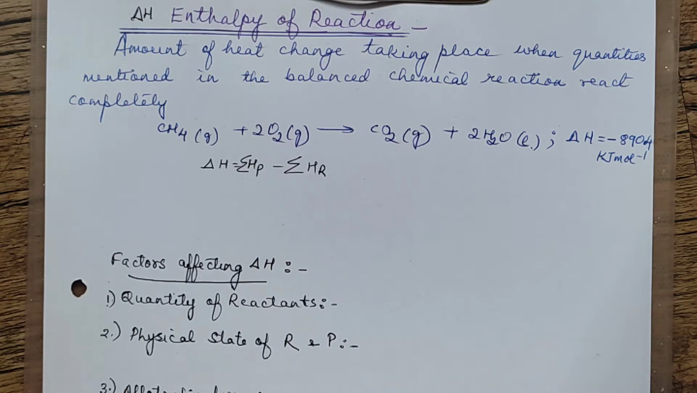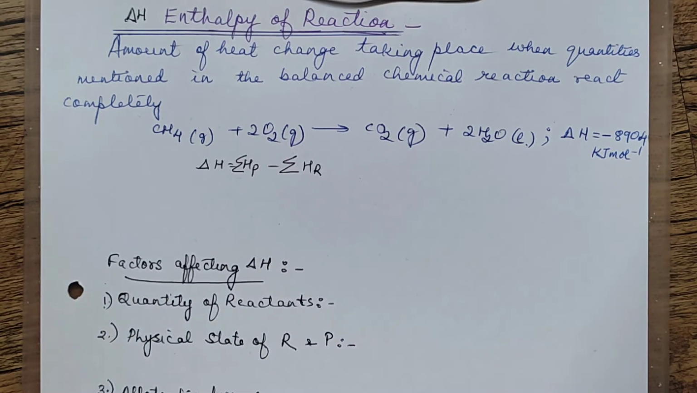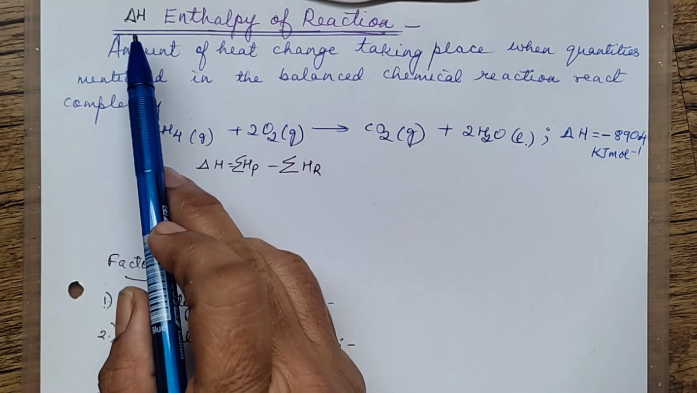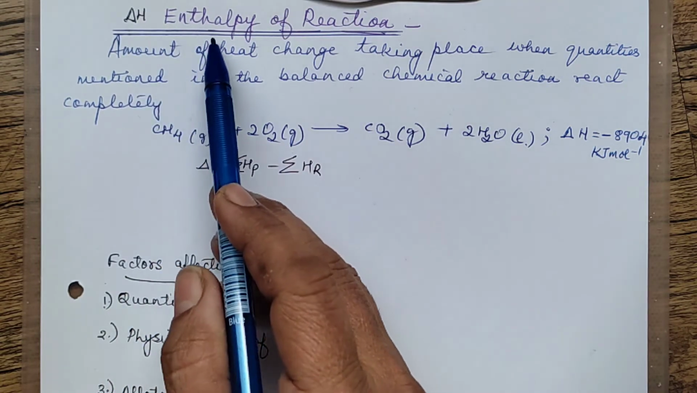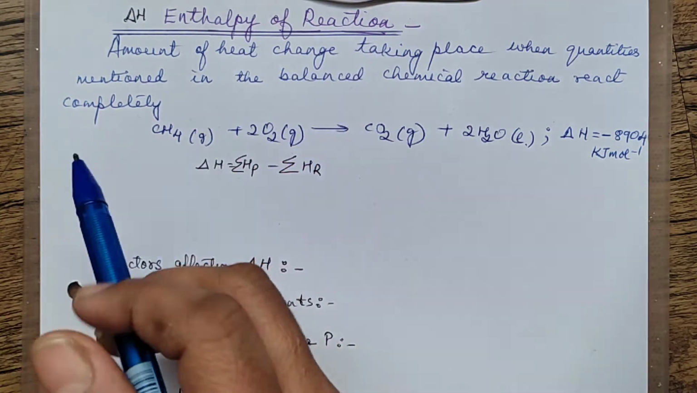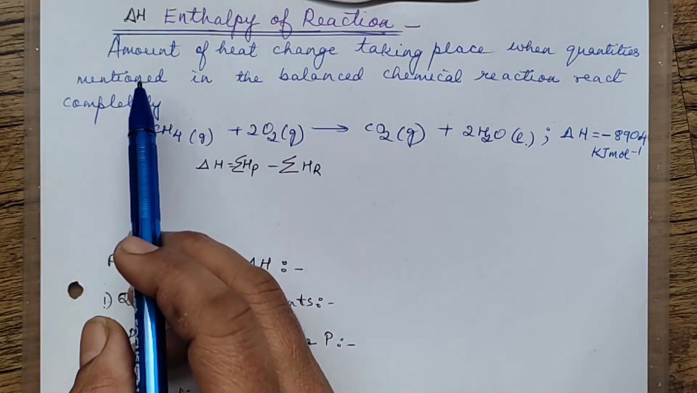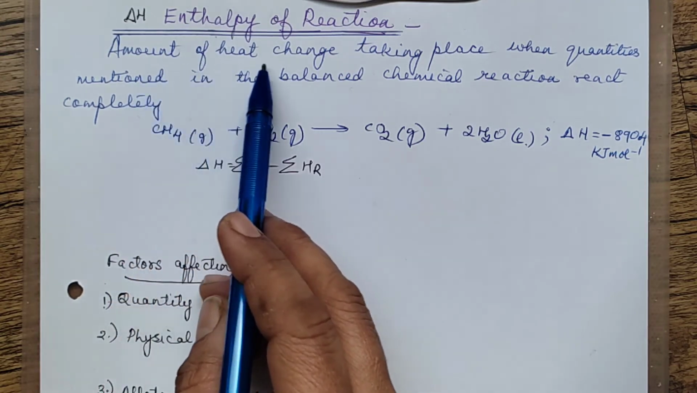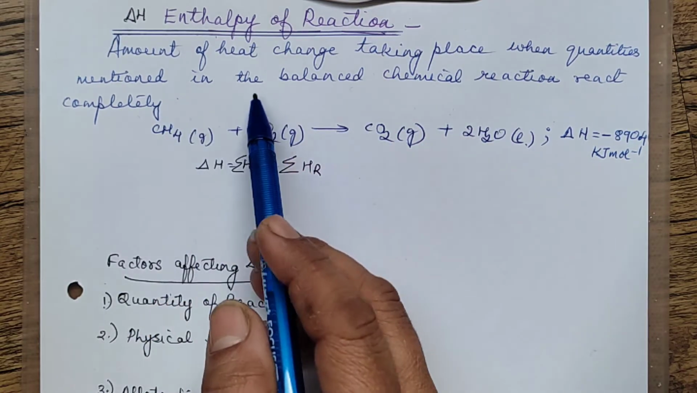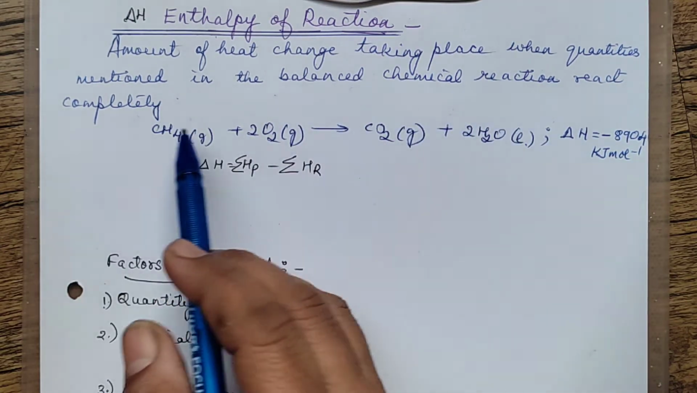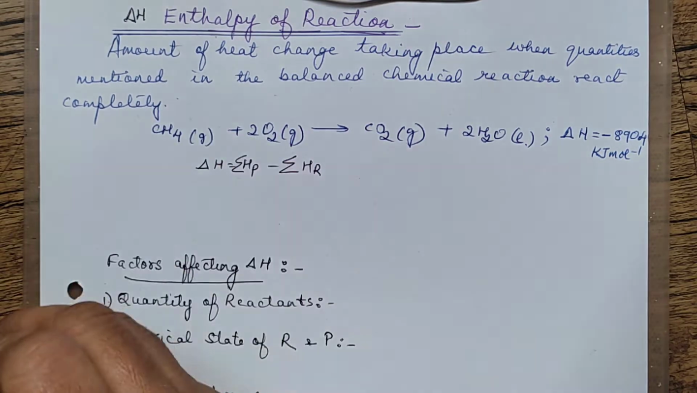Now, we've already discussed what enthalpy is, and we've already seen that we are not able to calculate the actual value of the enthalpy. We can only measure the change. So we always write delta H. We will read delta H as enthalpy of the reaction or heat of the reaction. And how do we define it? We define it as the amount of heat change taking place when quantities mentioned in the balanced chemical equation react completely.